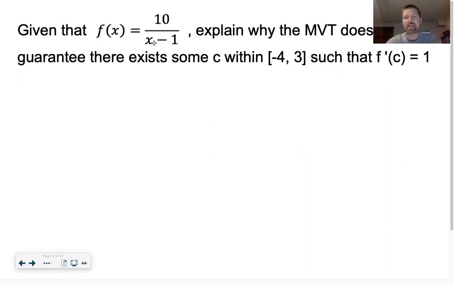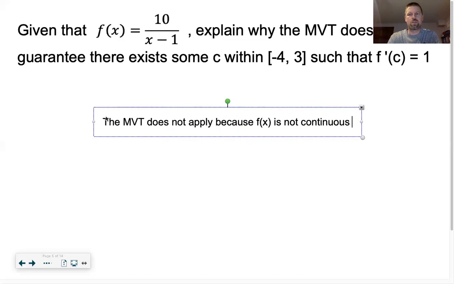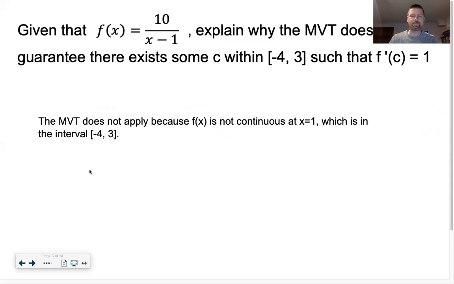Maybe there's a C where the derivative is equal to 1. Maybe there's not. I just don't know. So the mean value theorem does not apply because f of x is not continuous at x equal to 1, which is in the interval -4, 3. That's a problem. I can't rely on the mean value theorem to help me out with this.